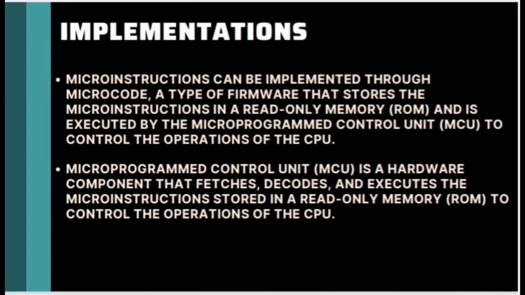I will be explaining a topic, implementation of microprogram control unit. First, micro instruction can be implemented through microcode, a type of firmware that stores the micro instruction in read-only memory ROM and it executes the microprogram control unit MCU to control the operation of the CPU. Second, microprogram control unit MCU is the hardware component that fetches, decodes and executes the micro instruction stored in read-only memory ROM to control the operation of CPU.